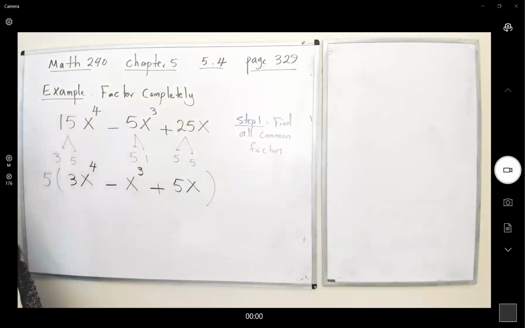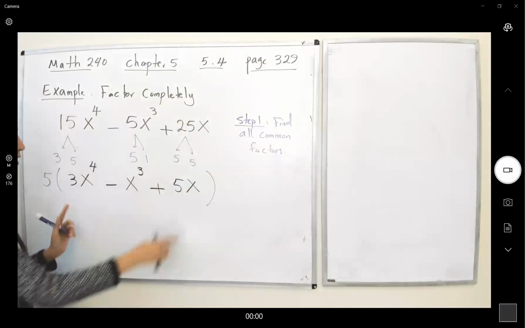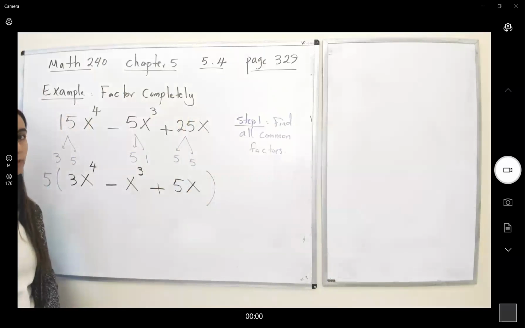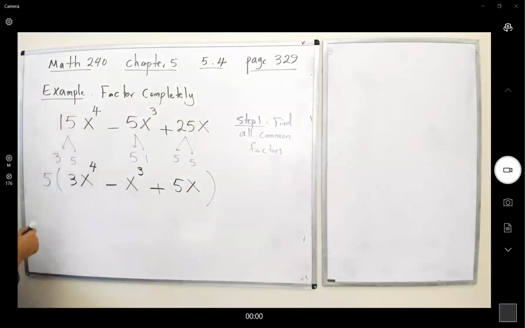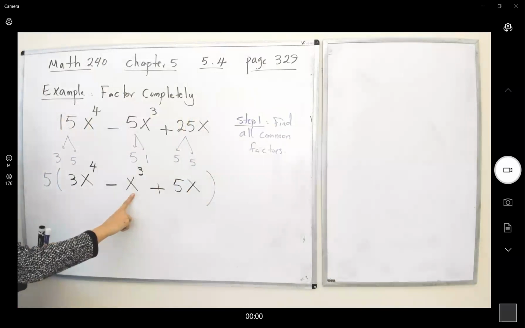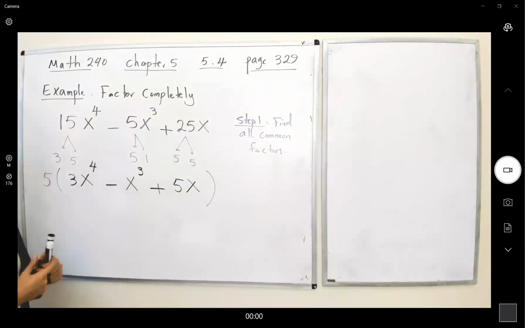Okay, now take a look at this trinomial inside parentheses. I expect you to ask, how about x? Isn't that x a common factor in all of these? Actually, you guessed correctly. x is another common factor. So x to the 4th is actually x cubed times x. x to the 3rd is x to the 2nd times x. And here you have x raised to the 1st power.